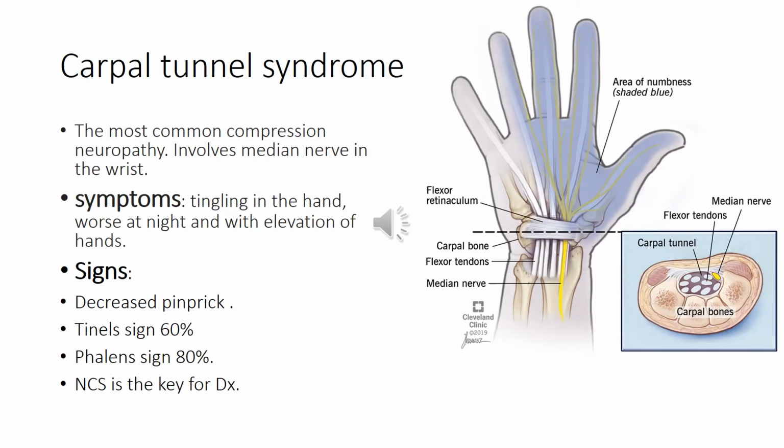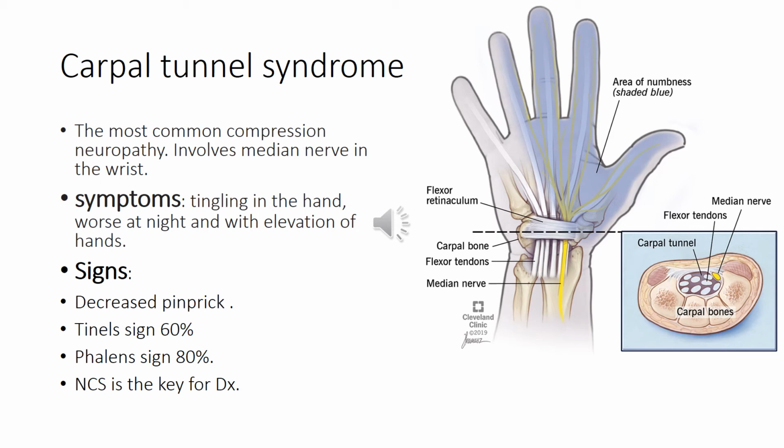Now let's go and talk about entrapment neuropathies, and we will discuss two common pathologies, which are carpal tunnel syndrome and ulnar neuropathy at the level of the elbow. So carpal tunnel syndrome is one of the most common compression neuropathies, and it involves the median nerve in the wrist area.